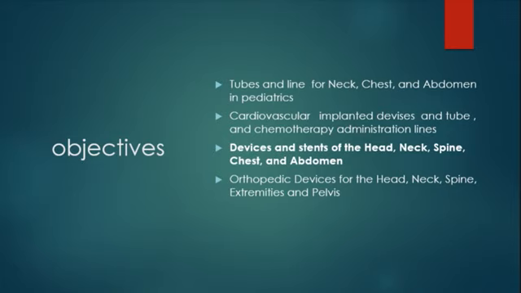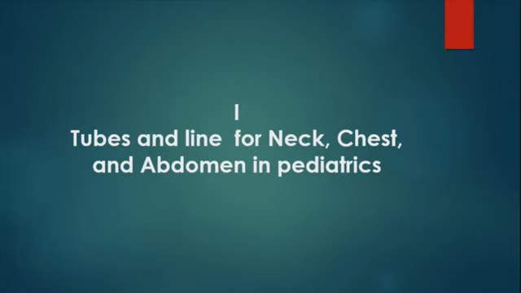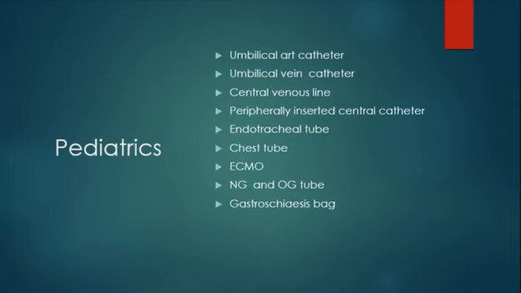So we'll talk about the tubes and the lines for the neck, chest, and abdomen in pediatric patients. Then we'll jump into all the cardiovascular implant devices and tubes, everything related to the cardiovascular system. The third part will be also devices and stents. This is for adult patients, for the neck, spine, chest and abdomen. And finally, we will cover the orthopedic devices and plates starting from the head down to the pelvis and extremities.